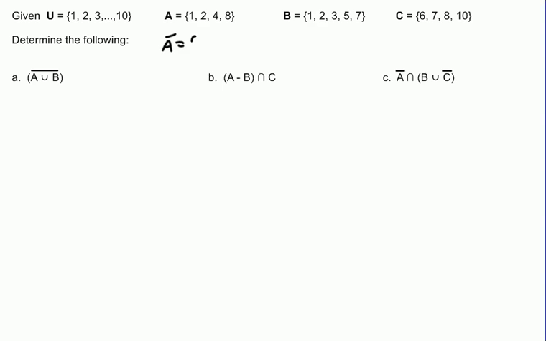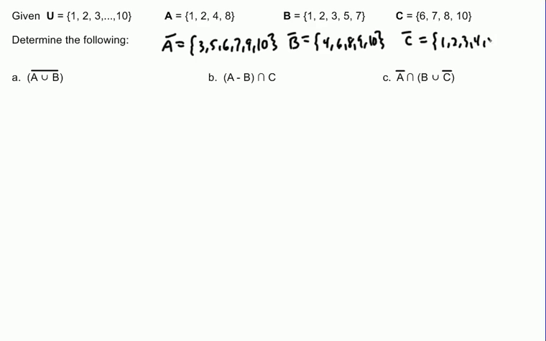A complement is going to be 3, 5, 6, 7, 9, 10. Again, I have 4 in A, so I have 6 in the complement. For B complement, I have 5 in there, so 4, 6, 8, 9, 10. That means 5 in the complement. And C complement will be 1, 2, 3, 4, 5, and 9. Again, 4 in C and 6 not in C.